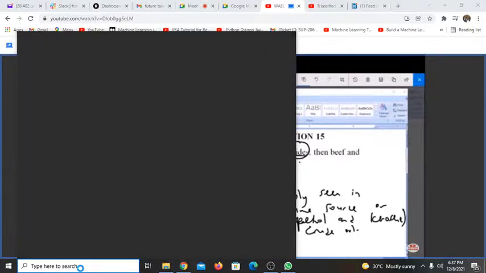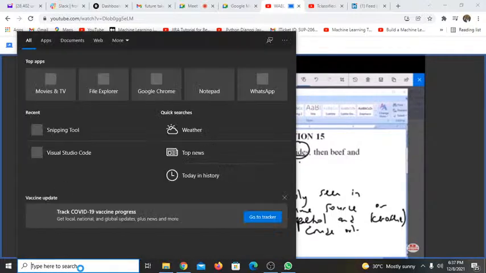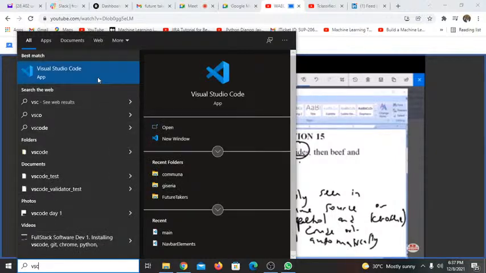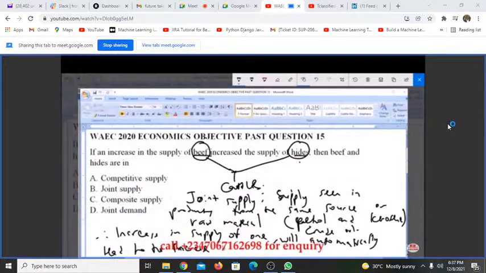Therefore, increase in supply of one will automatically lead to increase in production and supply of the other. So, as we have rightly established here, option B, joint supply, is the correct answer to this question.